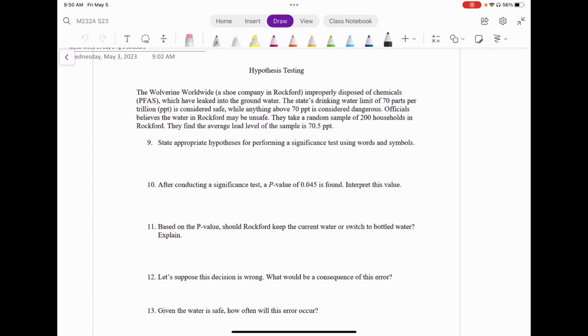So we're going to start off by stating an appropriate hypothesis, and then making a conclusion, and then based on that conclusion, what are the possibilities for the errors that we could have made? So first of all, I want to underline a few things. Now, we have that the state's drinking water limit is 70 parts per million.